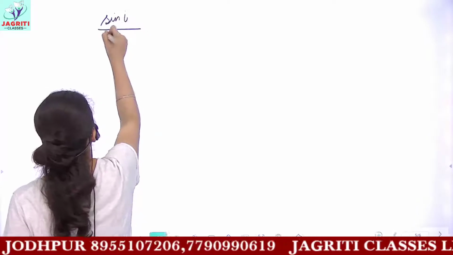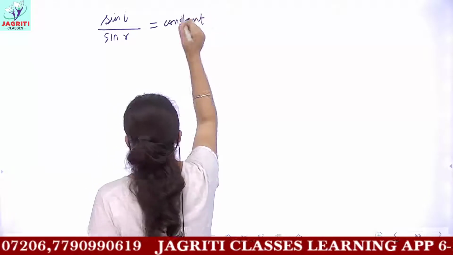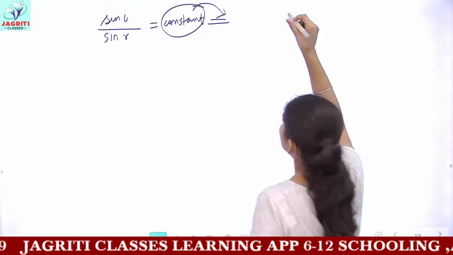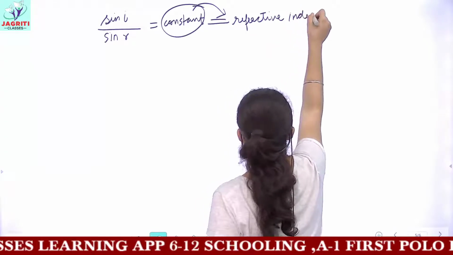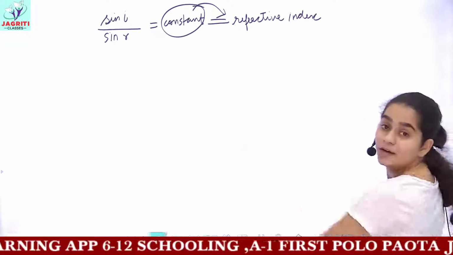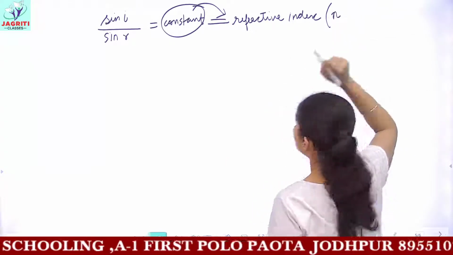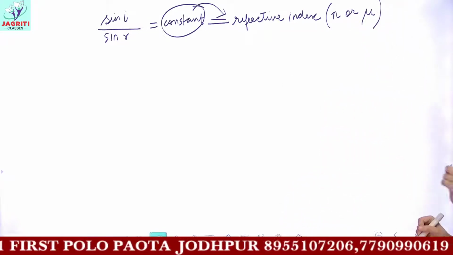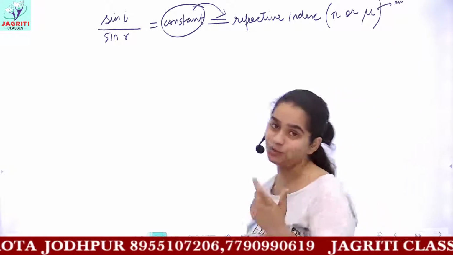See, what you have is, according to the law, the ratio of sine of angle I to sine of angle R is constant. And this constant value is given a new name, which is called refractive index. Refractive index is represented either by the letter small n, or by a letter similar to U, but not U, which is known as the letter mu.